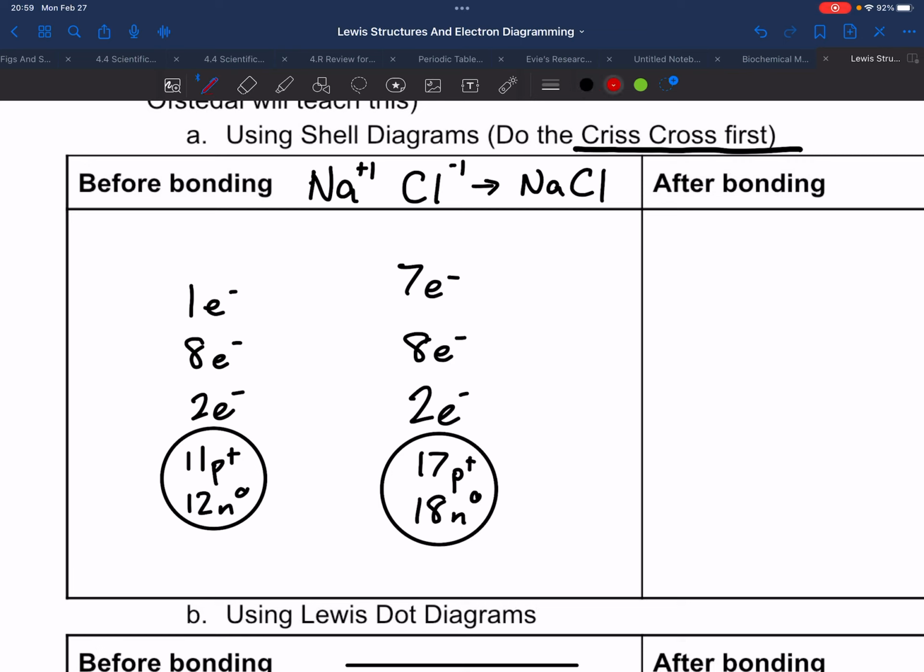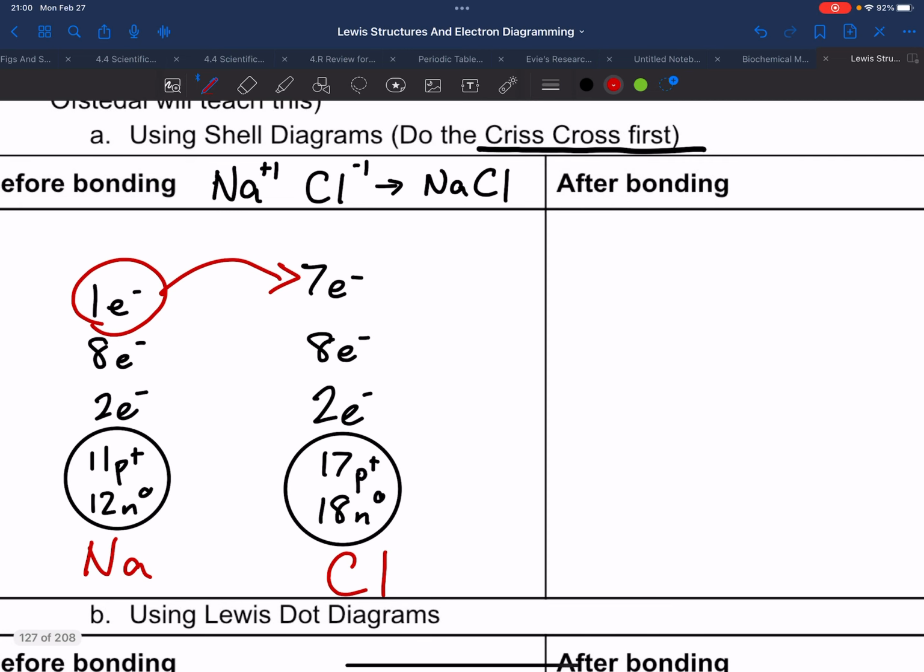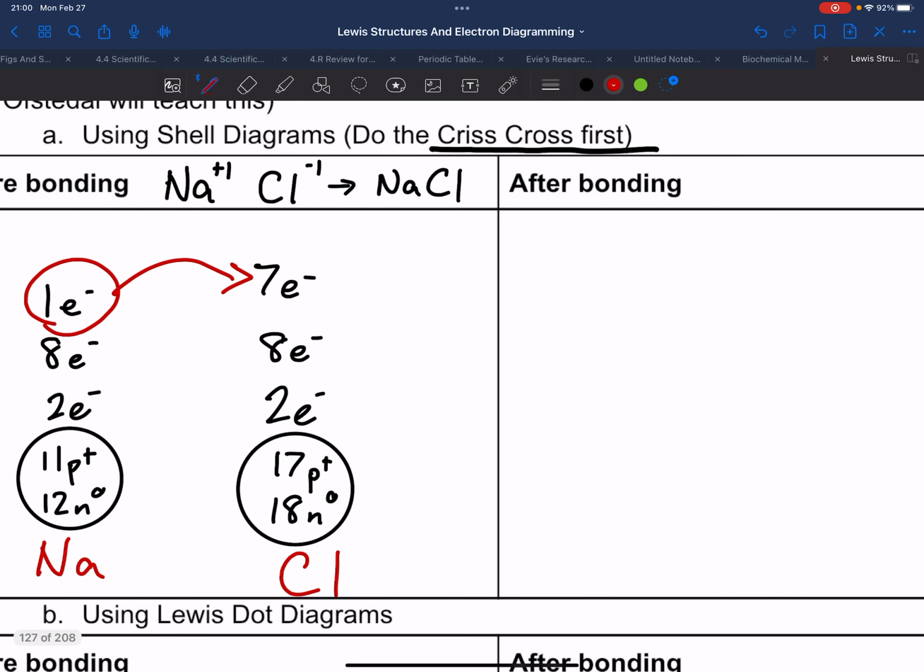Here's how we diagram this. Chlorine is going to steal this from sodium. So this electron is going to go from sodium to chlorine, right? And it's going to move from the left to the right. The way that we show electrons moving is that we circle it and we draw a curved arrow. It's just how in chemistry we do that. Okay, so what does that look like for the after bonding? Well, it's basically most of the same stuff.